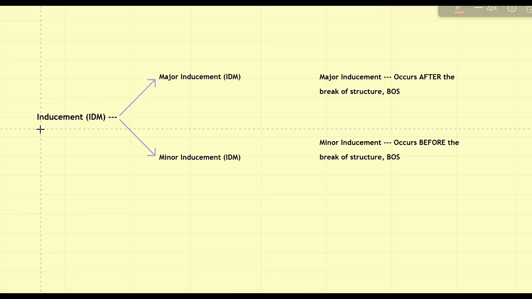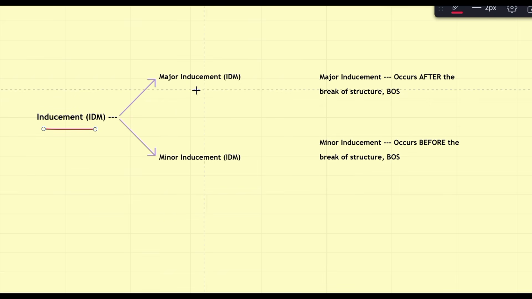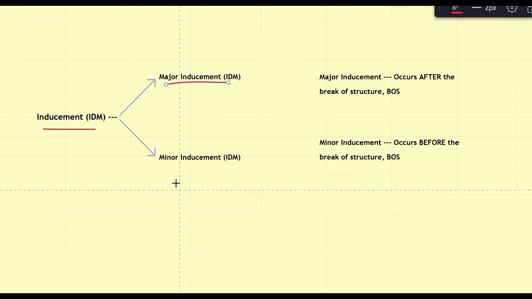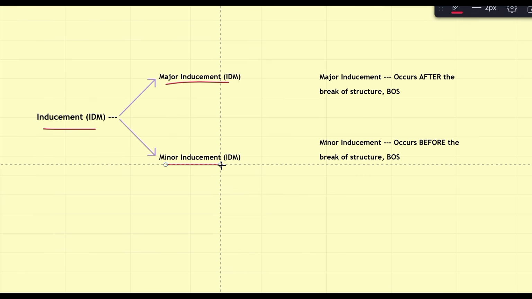So we can clearly see this one here is the inducement in general, and inducement is now divided into two, and that is the major inducement and the minor inducement. So now what is the difference between the major inducement and the minor inducement?